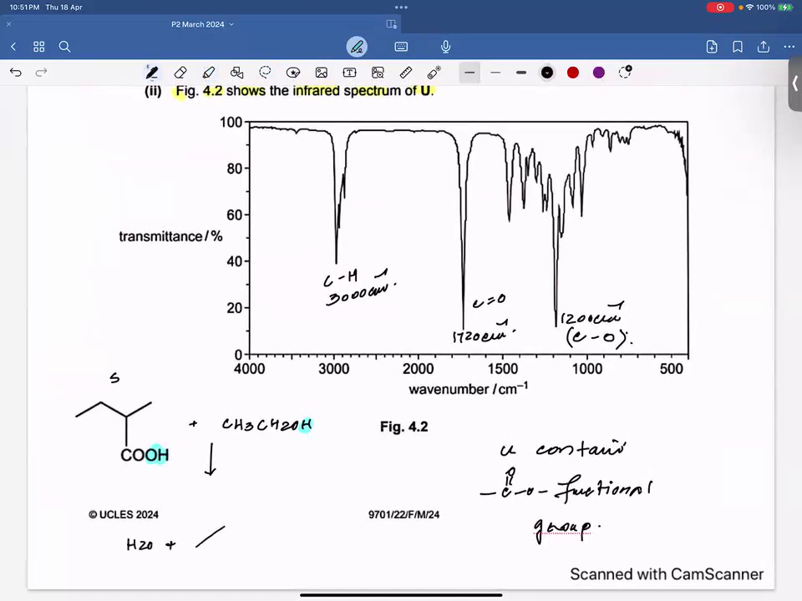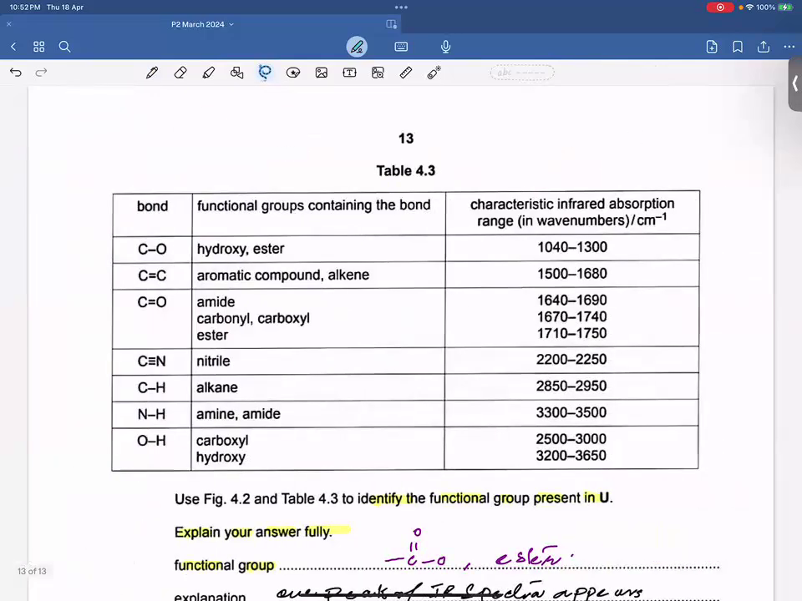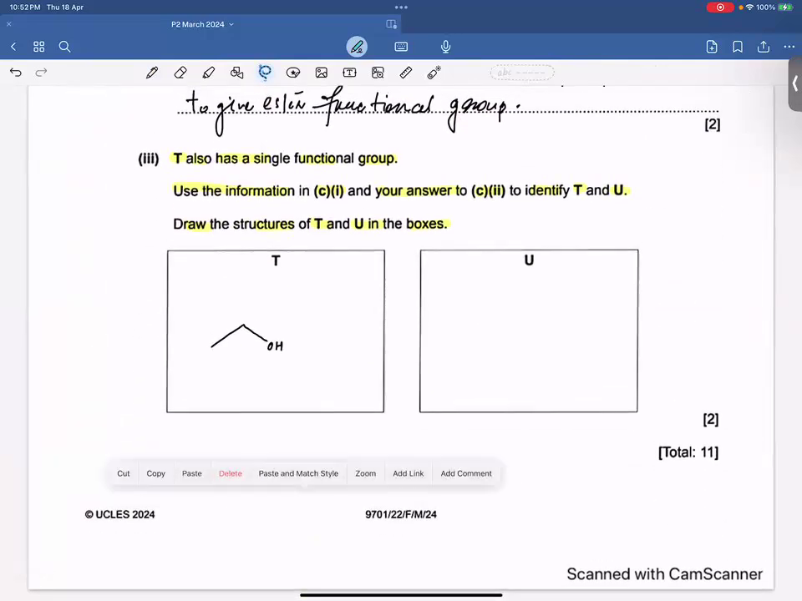Let me draw the structure of the ester. This is CH3CH2CH2, this is C=O, and this C=O is attached to oxygen. Now this oxygen is attached to CH2 and then CH3. I hope it makes sense to you. And this CH3 remains as it is. So let me draw this structure in a skeletal way, right? In a skeletal format. That's easy. That's not a big issue.